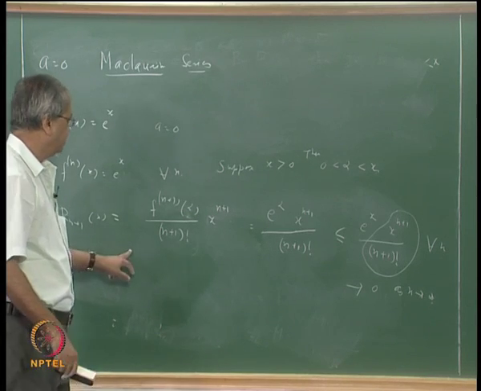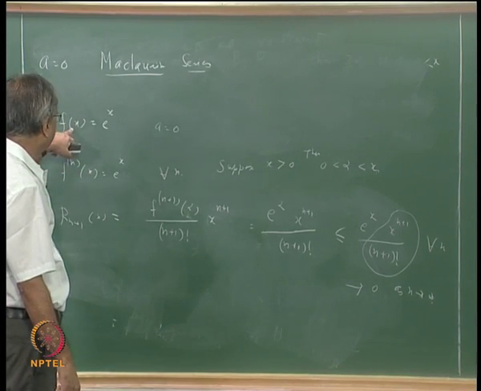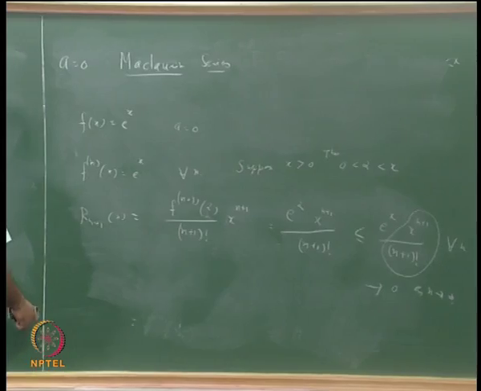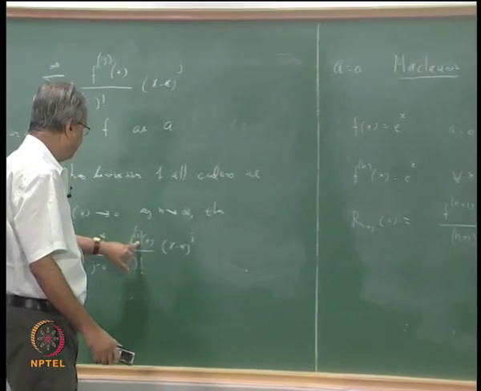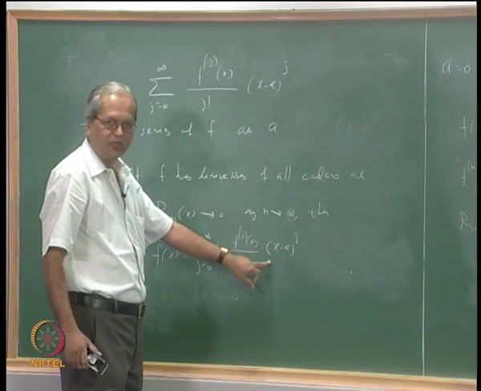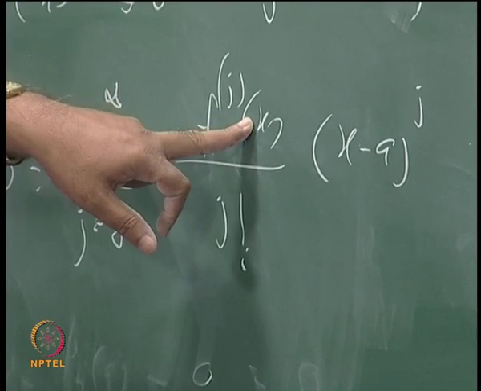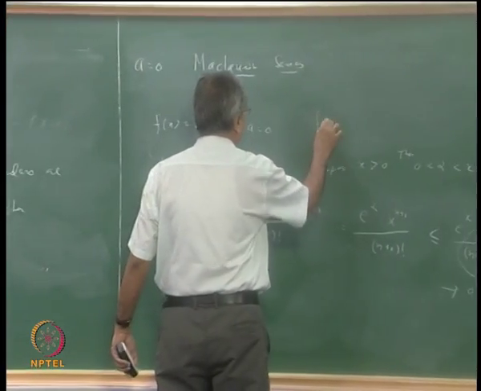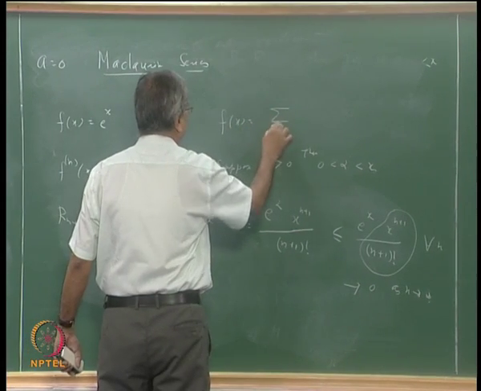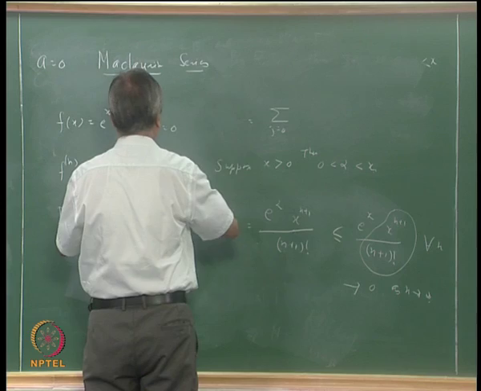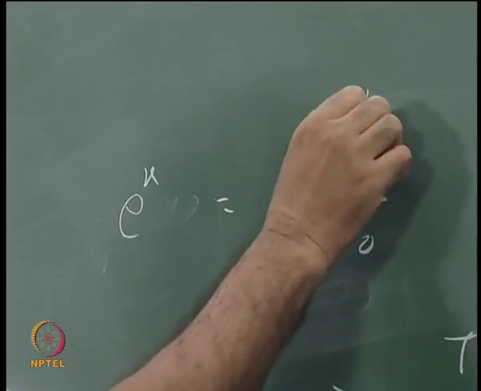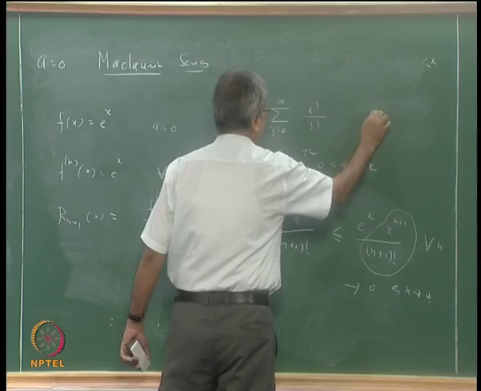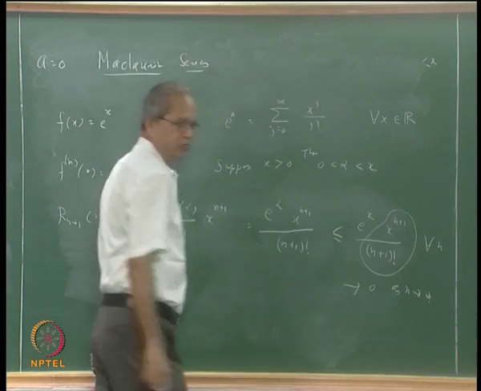So one can say that the Maclaurin series for e to the power x converges. Remember, the series is given by the jth derivative of f at 0 divided by factorial j, multiplied by x to the power j. Since in this case the jth derivative is again e to the power x, we get that f(x), that is e to the power x, is equal to the sum over j going from 0 to infinity of x to the power j divided by factorial j, and this is true for all x in R.